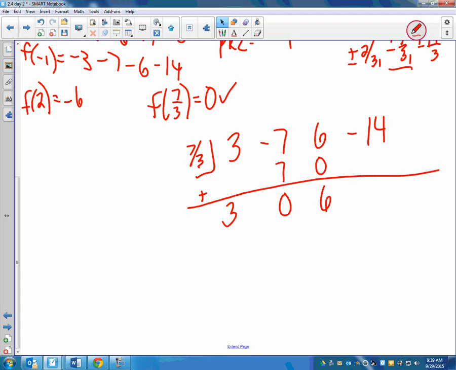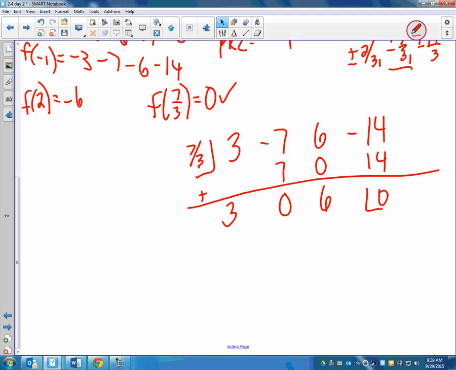And then I get 6. And you can use your calculator here, but 6 times 7/3, you're going to cross out the 3 with the 6 and make that a 2. 7 times 2 is 14, which does give me a 0 here. So I found one that works.